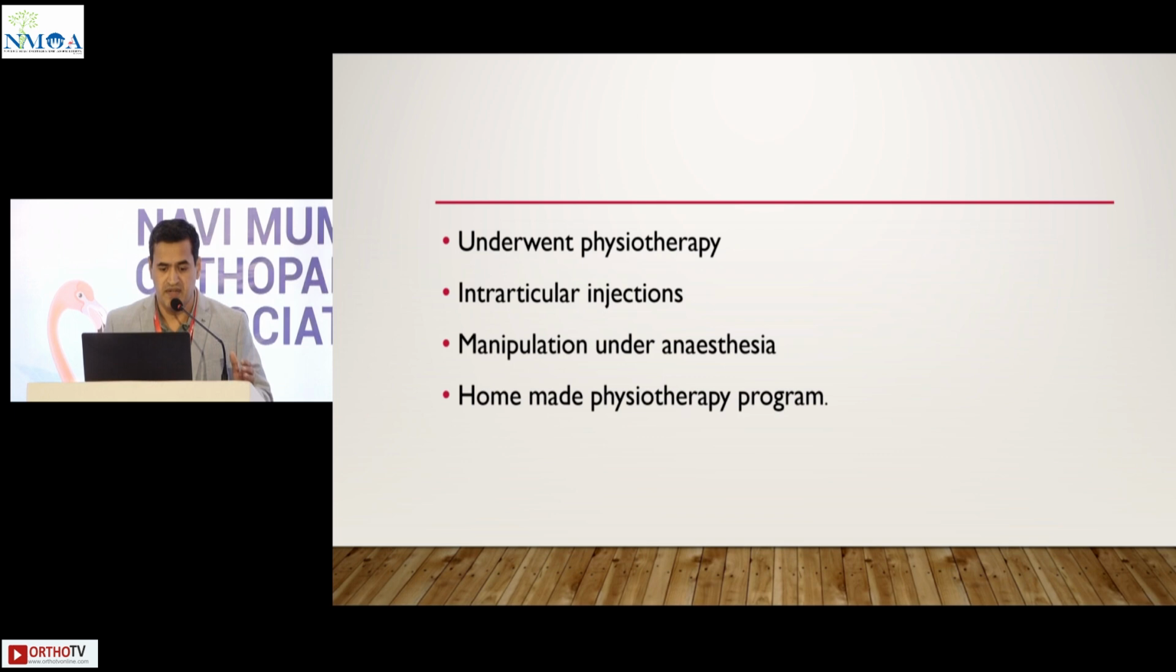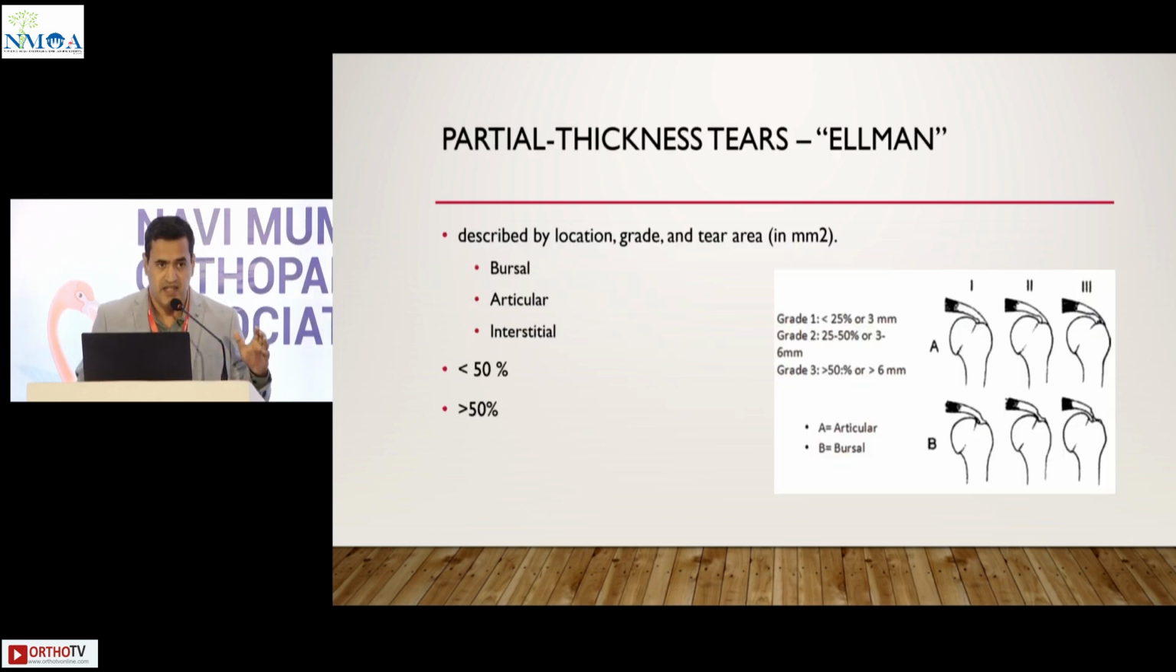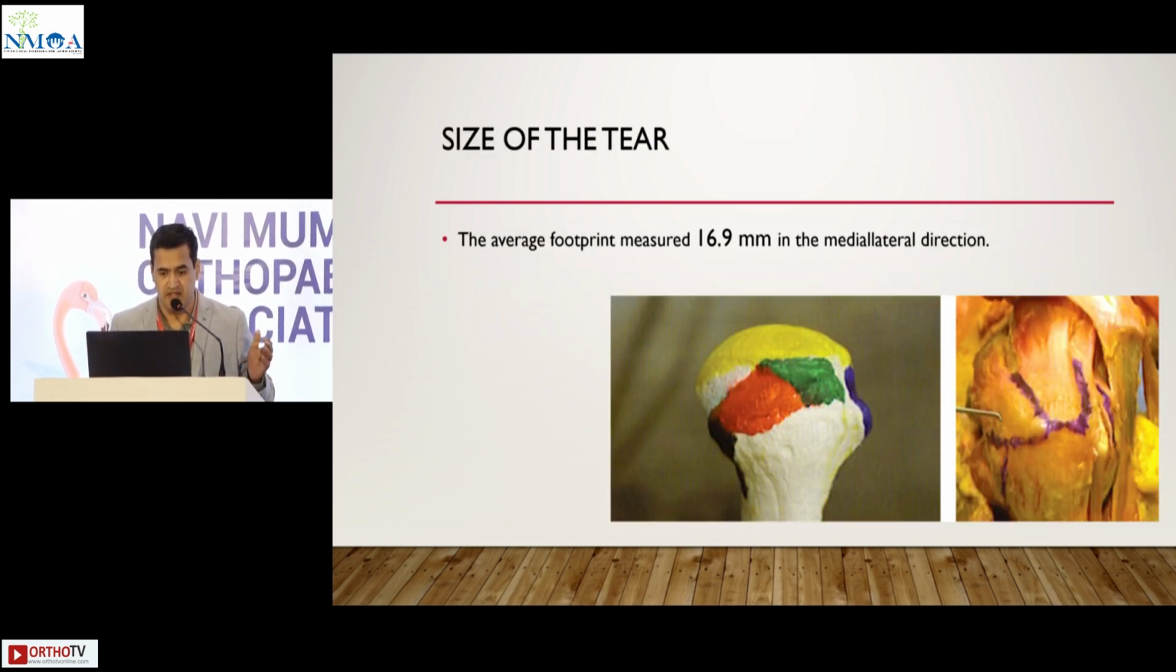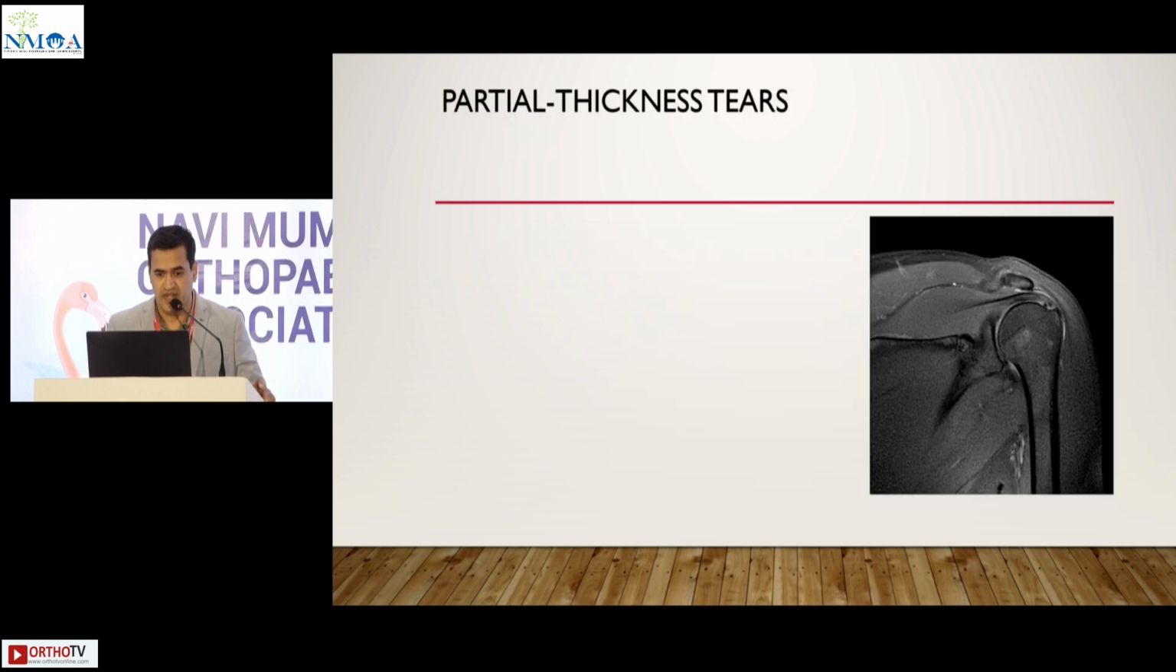So these patients underwent physiotherapy and a lot of intra-articular steroid injections. Some may have to undergo manipulation under anesthesia and a home-made physiotherapy program. Partial thickness tears, basic anatomy: they are bursal-sided or articular-sided, and less than or more than 50% of the footprint. If you see the anatomy, it's a huge attachment. 17 millimeters of rotator cuff is attached on the greater tuberosity. So a 5-7 millimeter tear should not hamper the clinical activity.